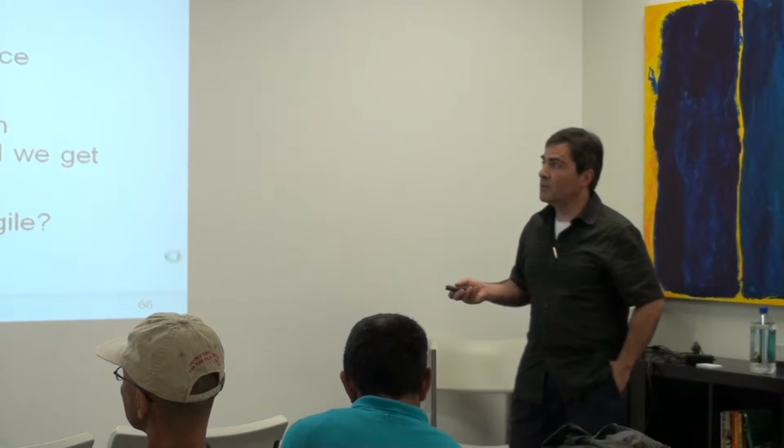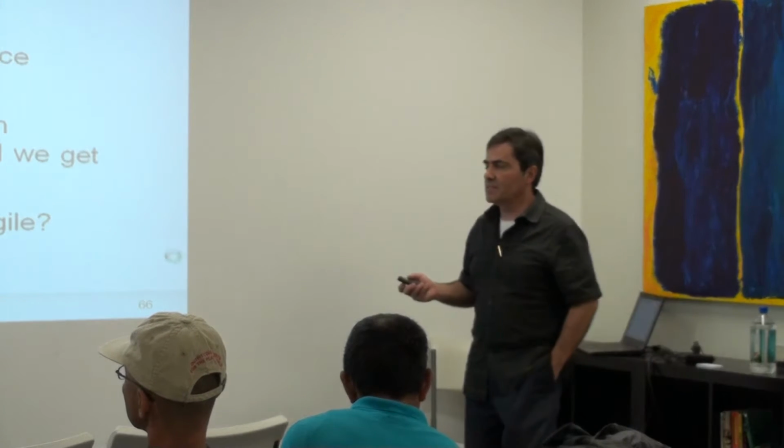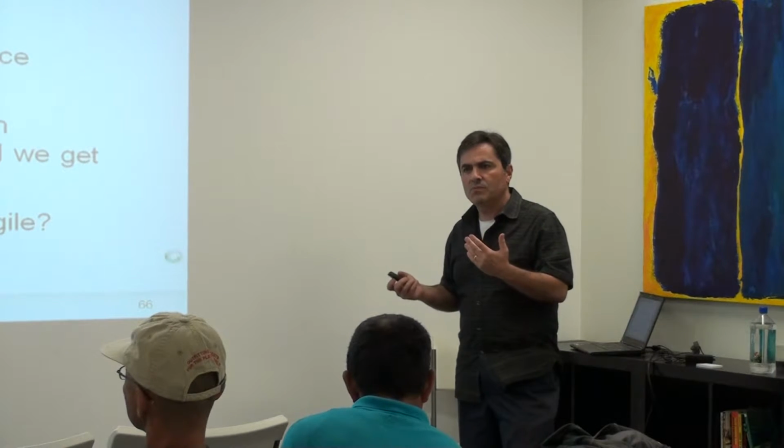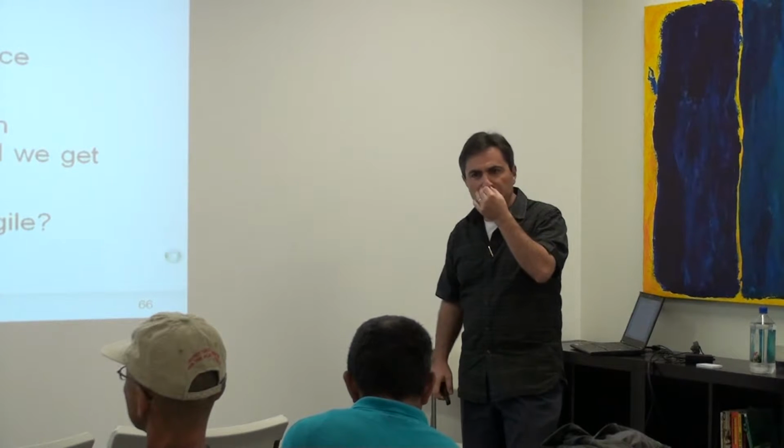Here's another one. Our product owner doesn't provide enough details for the user story. So where should we get them? Where are we supposed to get these details?